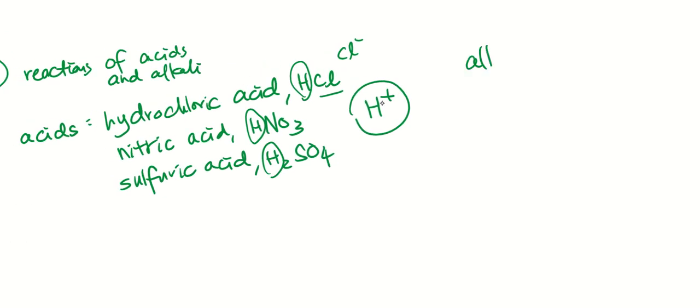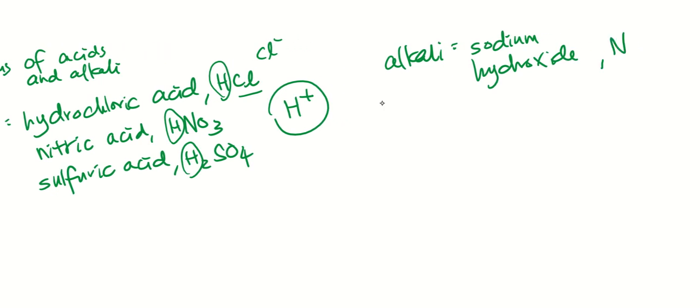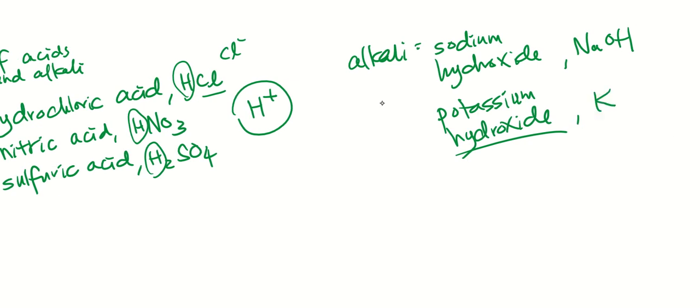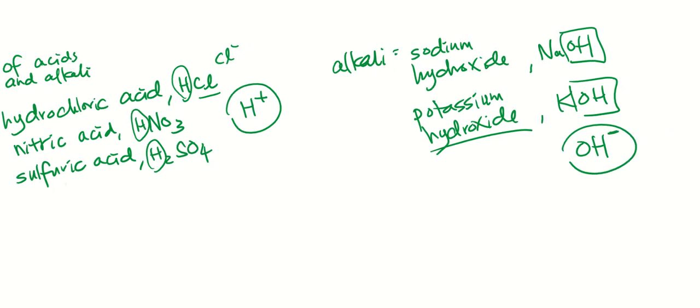Now let's look at the alkaline. So examples of alkaline, we have sodium hydroxide. Okay, so for sodium hydroxide, it is NaOH. We also have potassium hydroxide, which means it is safe to assume that anything that ends with hydroxide is an alkaline. So we have KOH. What is common among them again? They have the OH in them. So OH minus will be formed when they are dissolved in water.